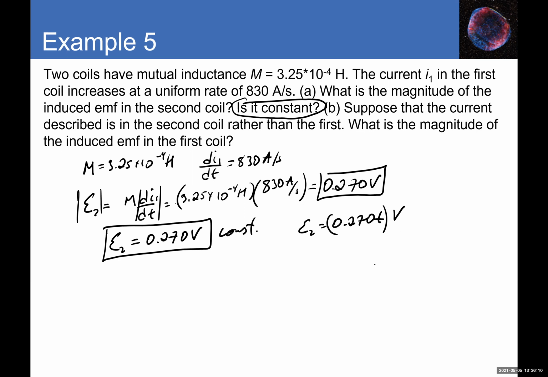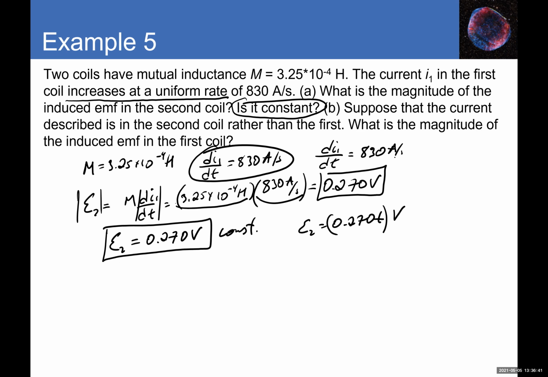Now, how can we have an EMF that is time dependent? Well, let's go back and look at the equation. We have a mutual inductance, which is never time dependent, just a constant value. Then times the rate at which the current is changing, which is 830 amps per second. Now, when you look at the rate at which the current is changing, the problem directly tells you that it increases at a uniform rate, which means that this di/dt is basically a constant itself. It's 830 amps per second.